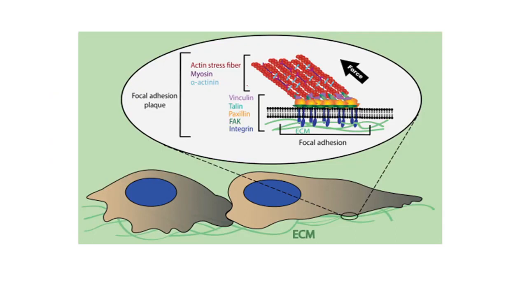This is a picture of focal adhesion. This is the cell membrane, these are integrin proteins, and this is the extracellular matrix. These integrins are connected to the extracellular matrix, and these subcellular molecules are known as focal adhesion. This whole unit is known as the focal adhesion plaque.